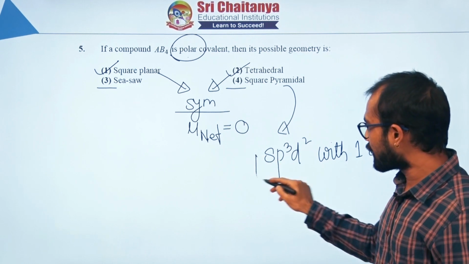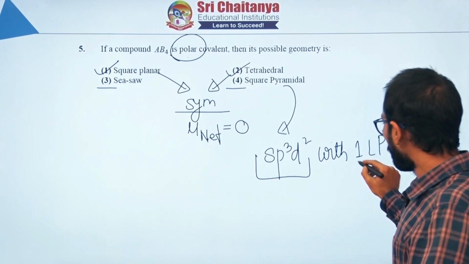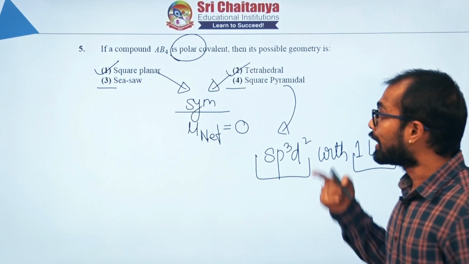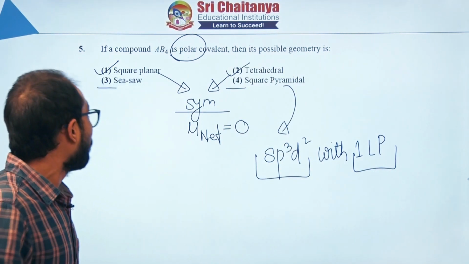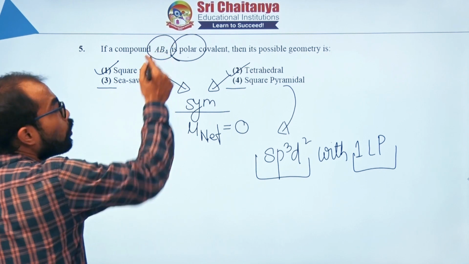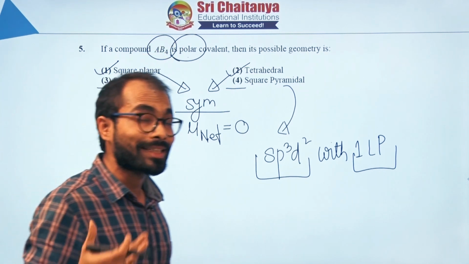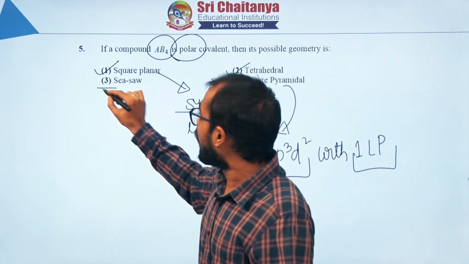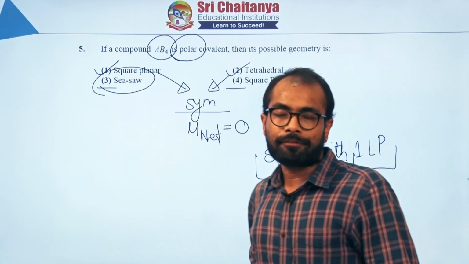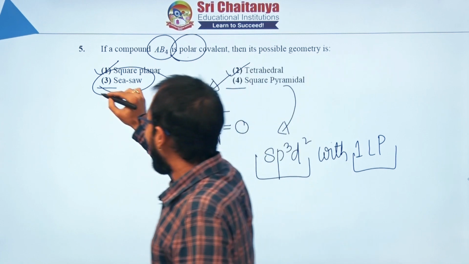Now if the hybridization is sp3d2 and there is one lone pair, that makes what? There should be 5 sigma bonds, but in this particular compound there are not 5 bonds, there are only 4 bonds, as the surrounding atoms are 4. So only this option is left for me. So therefore the answer is this.